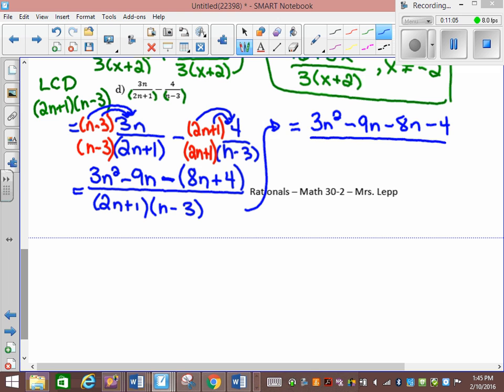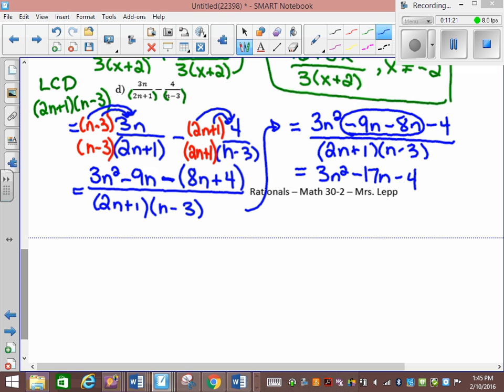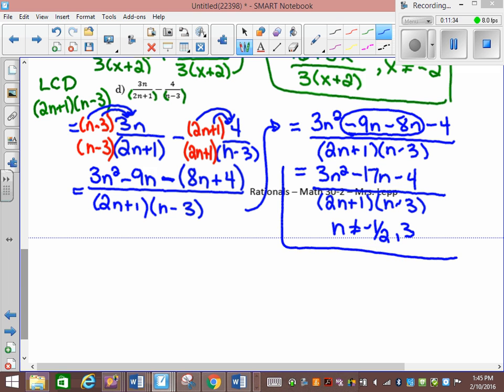And then 2n plus 1, n minus 3. And collecting like terms, you get 3n squared minus 17n minus 4 over 2n plus 1, n minus 3. And then I can't forget to say that n can't equal negative a half or 3. So I have to state my non-permissible values. When you're done that, flip over.